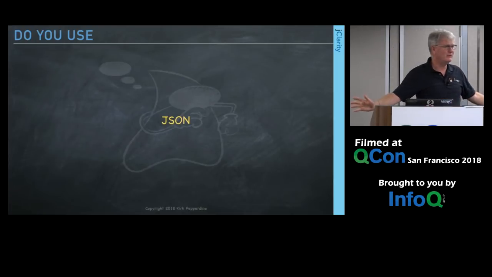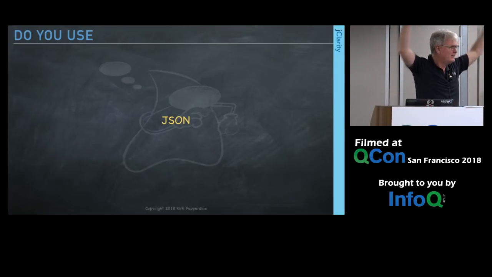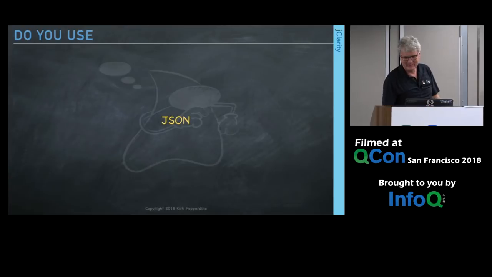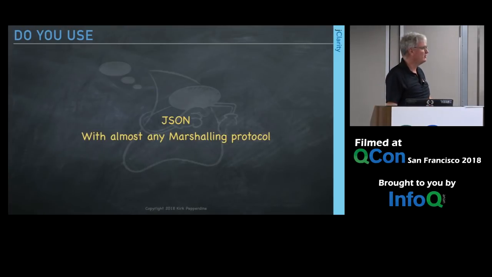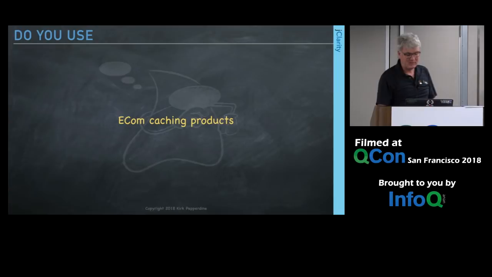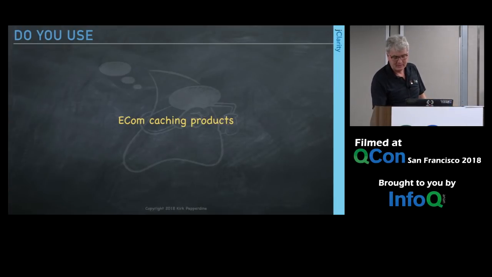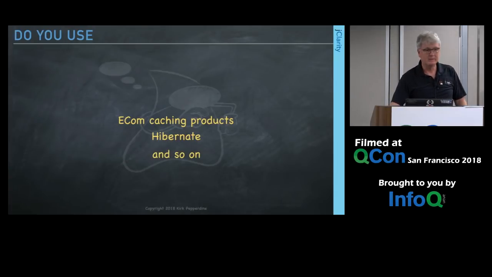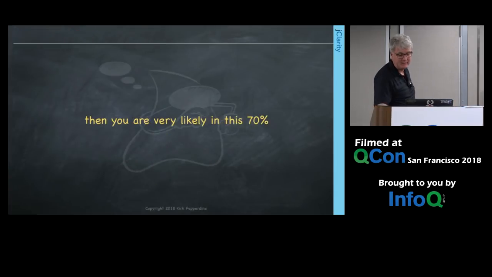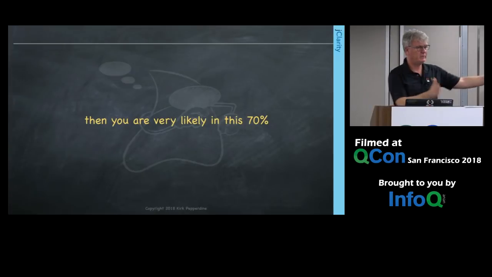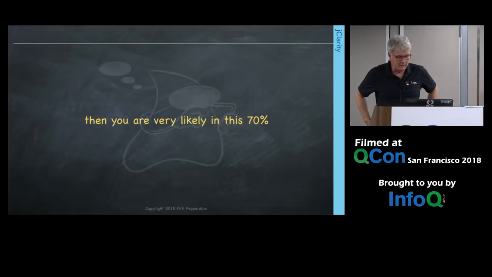Who here uses any form of JSON? I should see the whole room's hands go up, unless your arms are broken. Or almost any marshalling protocol? E-commerce caching products, any caching? Yeah, you got it. Hibernate? And so on. If you use any of these, then you're very likely in the 70% of people that are suffering from memory issues. And the list just goes on and on of things that are actually just not really memory aware.